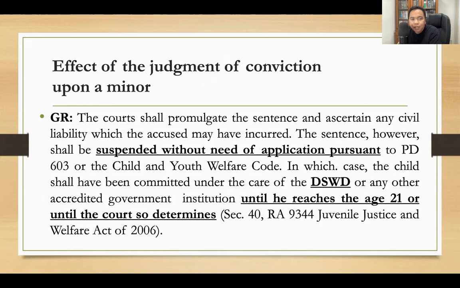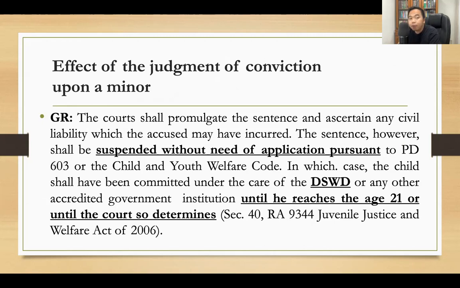Now, what is the effect of a judgment of conviction upon a minor? What if the accused is a minor? As a matter of fact, technically speaking, a minor accused is more properly called a child in conflict with the law, CICL. You do not call them accused. So what if a child in conflict with the law is convicted of a crime?